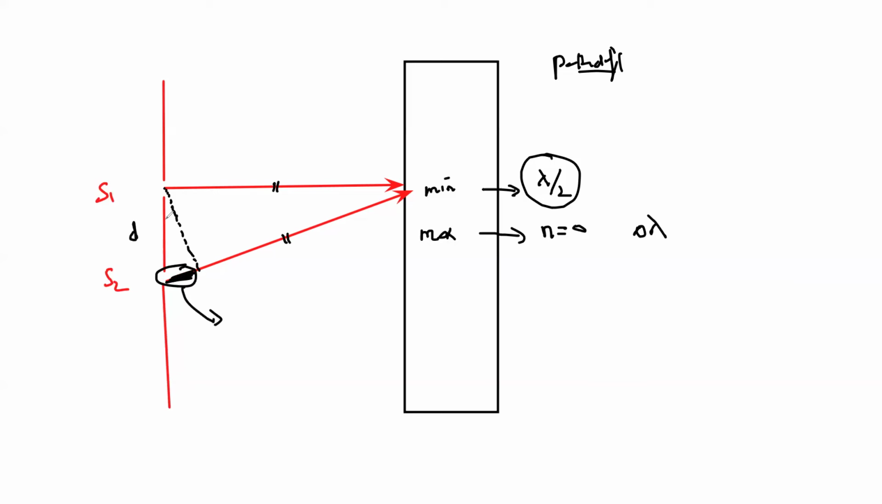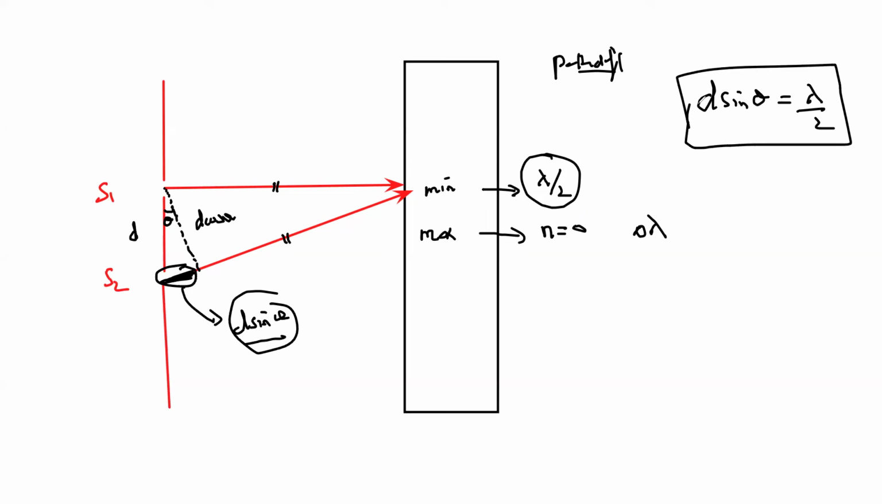If this distance is d, and the angle is theta, what is this component? This will be d cosine theta. And what is this component? This is d sine theta. So the additional distance which one wave covers more than the other is d sine theta. When I write the equation, according to this position, d sine theta will be n by 2 lambda for this minima. But if I'm writing, is it clear?